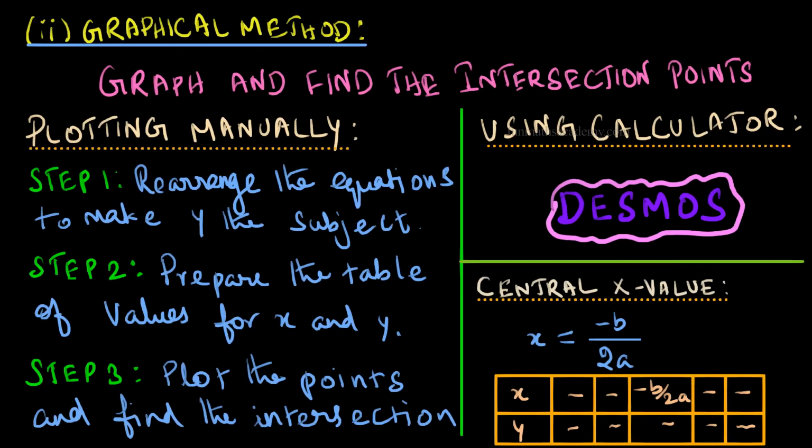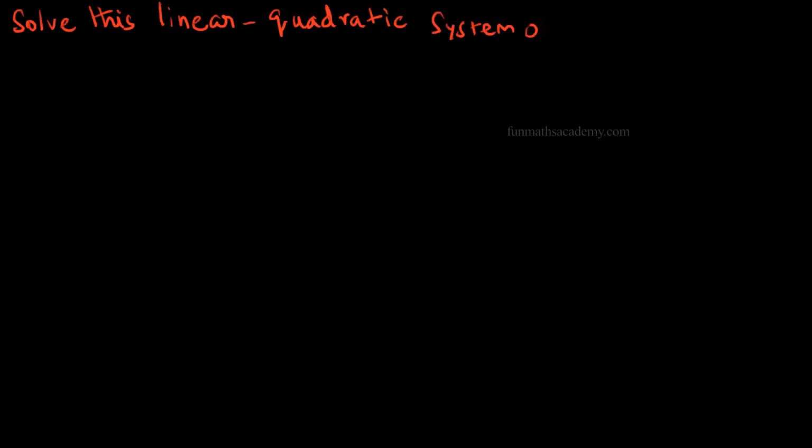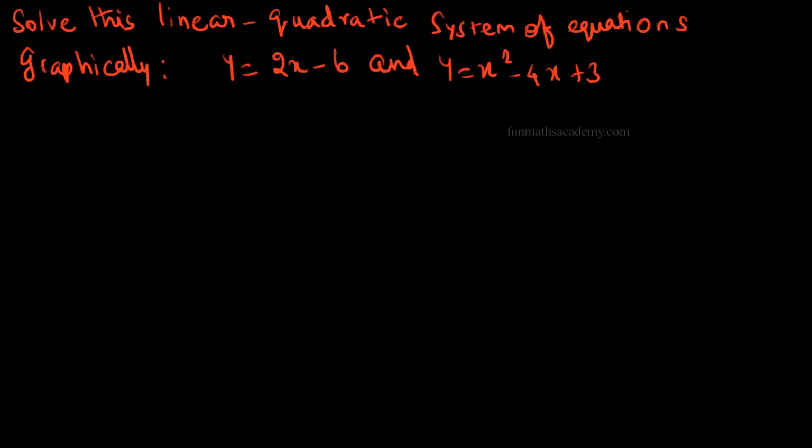we can find values of y by substituting x in the linear equation and in the quadratic equation. On substituting, we will get a parabola and a line. From this graph, we will get the intersection points. For better understanding, let us solve this simultaneous equation.